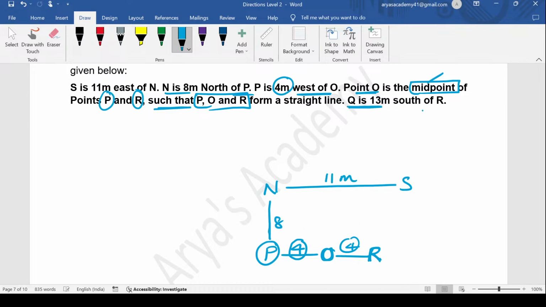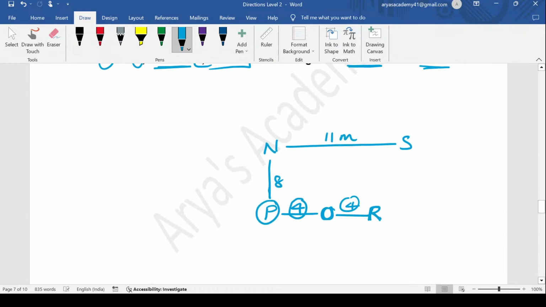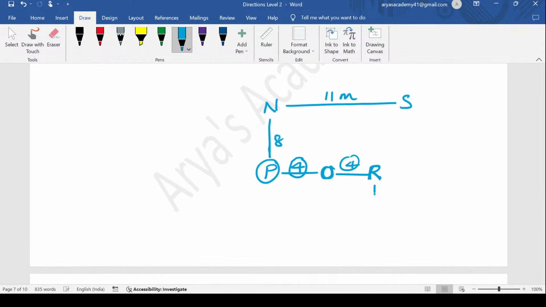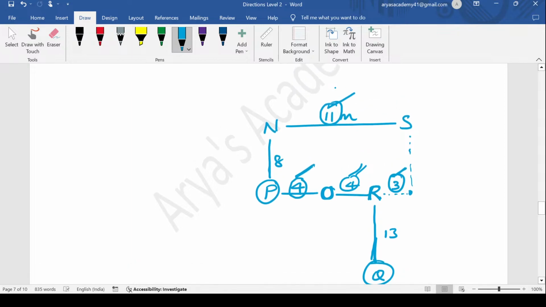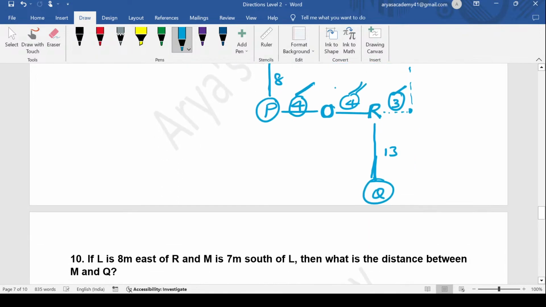And Q is 13 meters south of R. So if you move further south for 13 meters, you will get another point named Q. See, if this total distance is 11, this is 4 plus 4, 8. If I want to make a straight line from S to this particular point, then this remaining distance has to be 3. 4 plus 4, 8, 8 plus 3, 11, because this total distance is 11. But there is no point here, I am just trying to indicate the concept, how you have to look at the question.